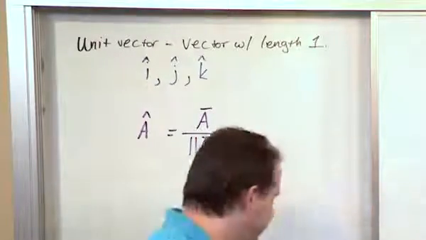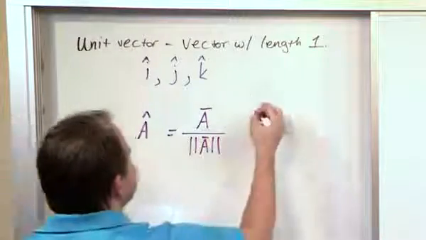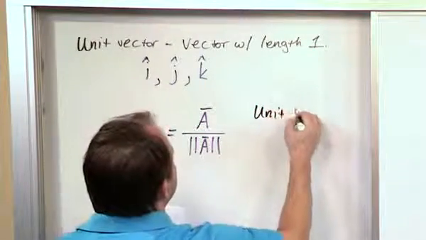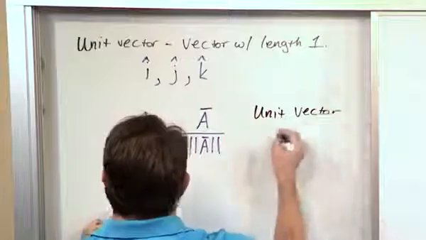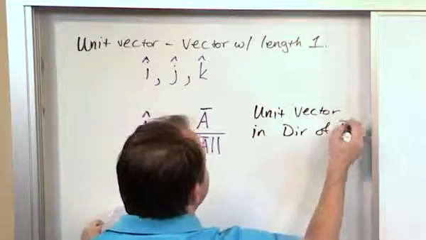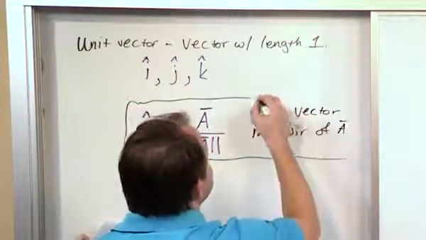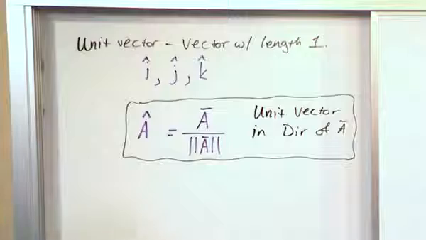So let me draw a quick picture and hopefully solidify this. Let me say this is called a unit vector in the direction of the vector A. It's very, very useful for many calculations. We'd want to find a unit vector in any old direction that we choose.